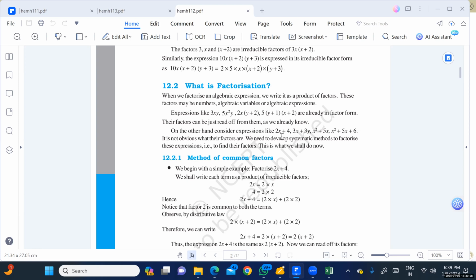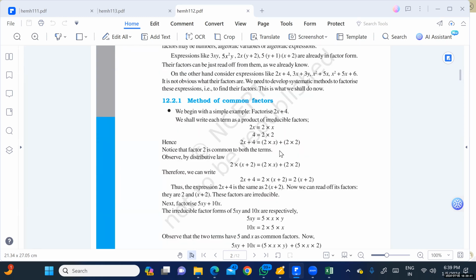On the other hand, consider an expression like this. It is not obvious what the factors are. We need to develop a systematic method to factorize this expression and find the factors. So let's see. It's very important. You may find it a little complicated because of algebra coming in, but once you get the grip, once you get the concept, it becomes very, very easy for you. You just need to understand the base.